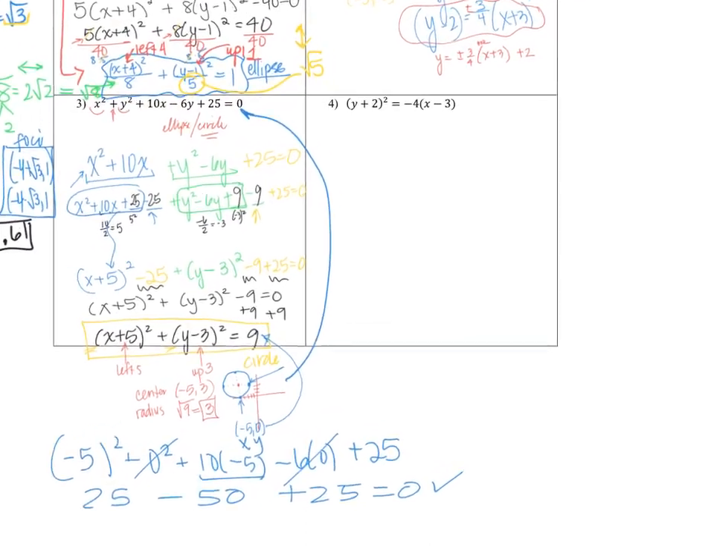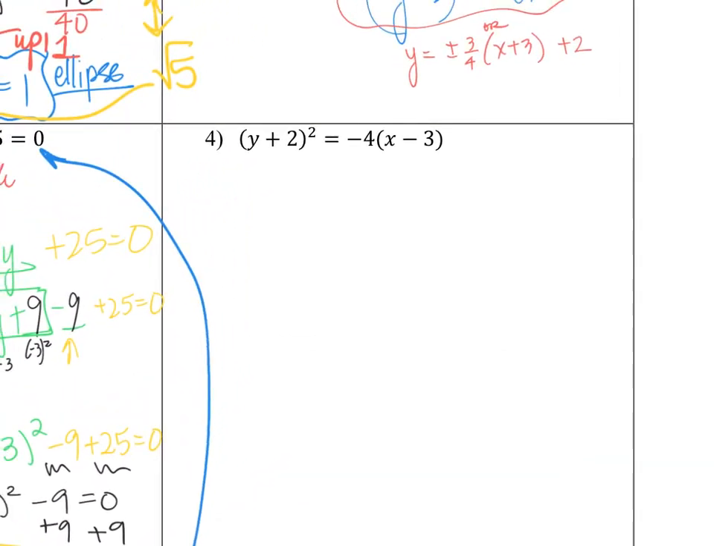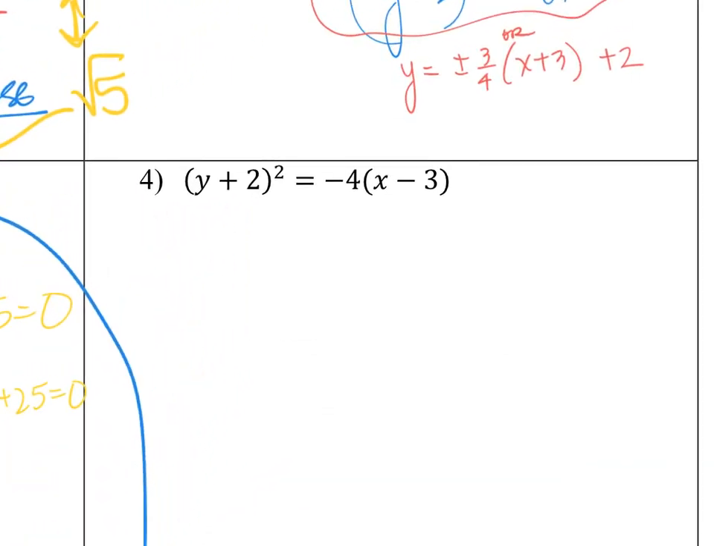Okay, we got one more here. So the only conic we haven't done yet is a parabola. So this looks like it will be a parabola. And the reason I know that just by looking at the equation is because I only have one quantity squared. This x minus 3 is not squared. So I know it's a parabola.